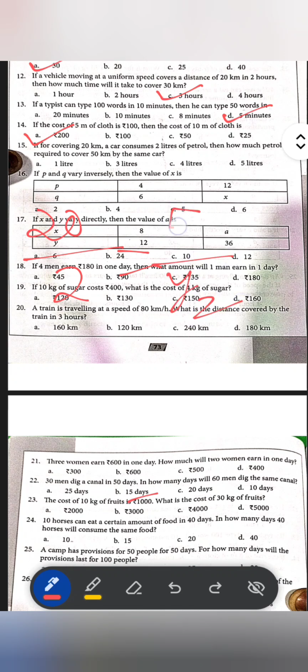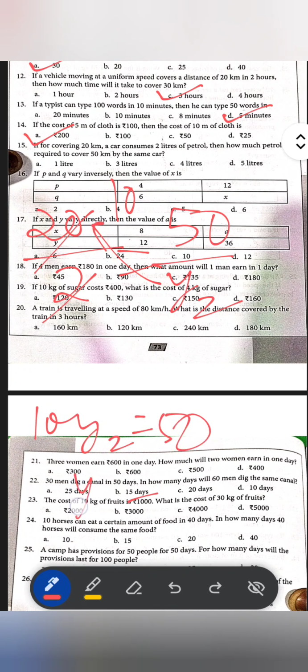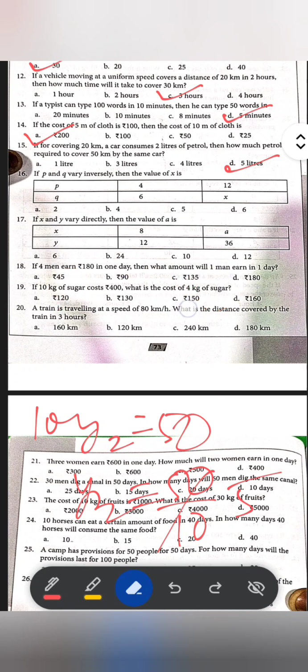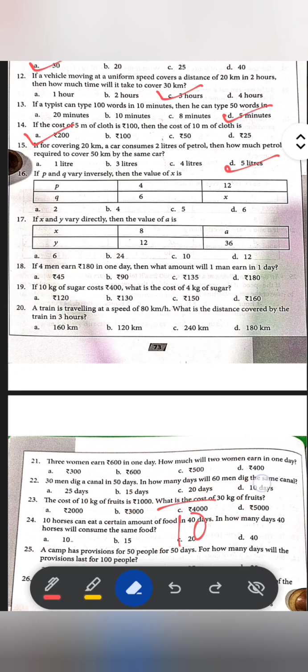To cover 50 kilometers for the same car, 20 into y2 is equal to 50 into 2, so y2 is equal to 50 by 10, that is equal to 5. So the answer is 5 liters. After this I will tell you how you can cancel these and do the calculation quickly.